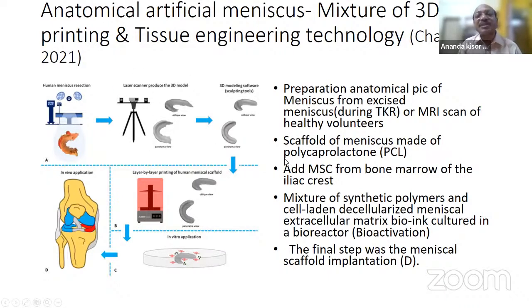Now, from the picture, the 3D picture is prepared, and from the 3D picture, the original scaffold is prepared with the help of polycaprolactone. Inside the scaffold, we add the mesenchymal stem cells, followed by bioactivation of the scaffold with synthetic polymers and the decellularized meniscal extracellular matrix. Then this bioactivated scaffold structure, which is an original replica of the meniscus, is loaded in a bioreactor and can be inserted in the host structure, where the meniscus is damaged.